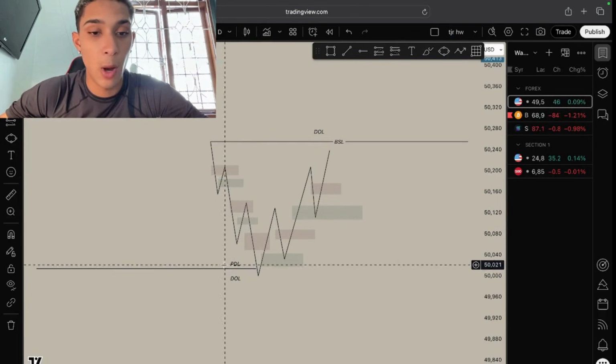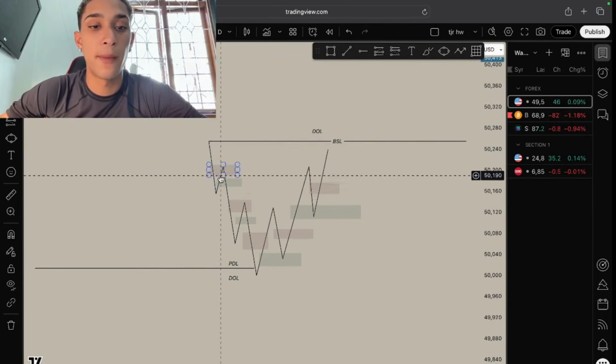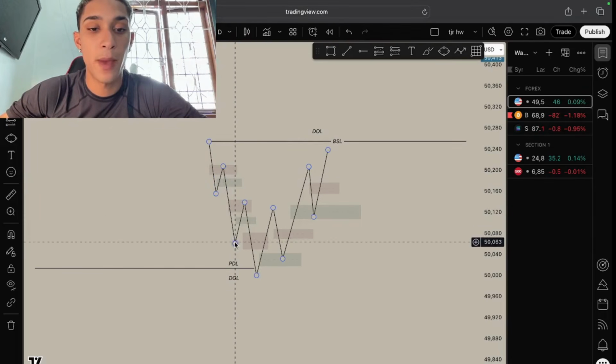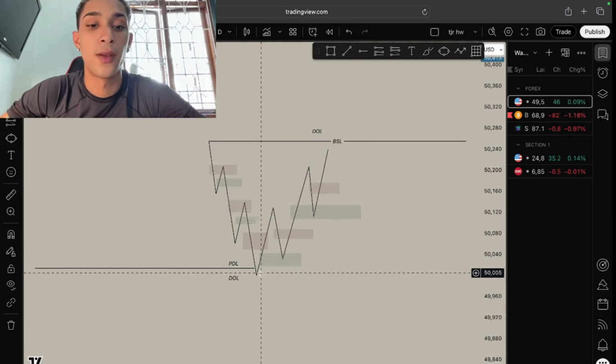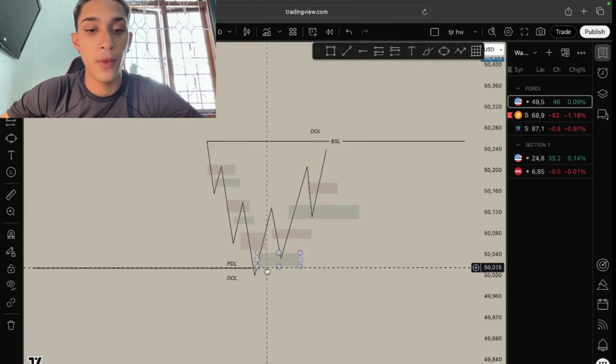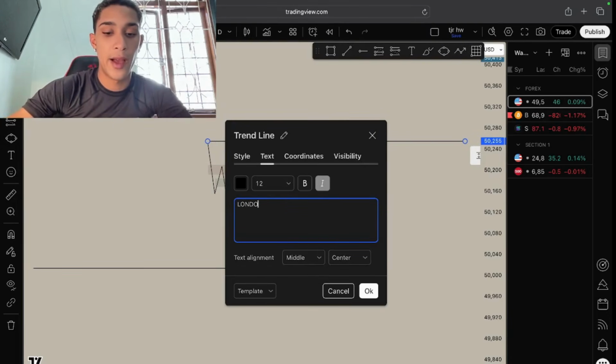And this is our obvious draw on liquidity in this example. So once we are respecting bearish, we can expect price to be bearish until this draw on liquidity, right? And let's just pretend that this is London high.